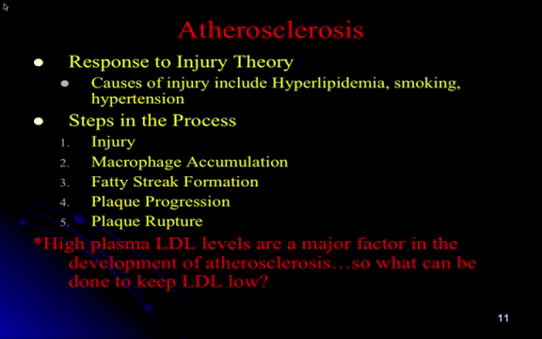So if we look at the response to injury theory, we talked about that in 328. Causes of injury include high blood lipids, smoking, hypertension. Remember, we have the injury, and macrophages accumulate in the area. They tend to ingest modified LDL. That leads to fatty streak and plaque progression, and then eventually the plaque can rupture and either cause occlusion at that localized site, or that clot can travel and cause thrombosis in other regions.